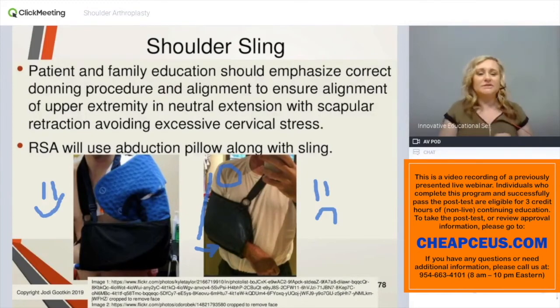So we always want to tell our patients that even when they're in the sling, seeing that elbow is really important because that keeps them in more of that flexed position. Some physicians may put the abduction wedge, like when there's a rotator cuff repair, so that it does not stress that shoulder region.